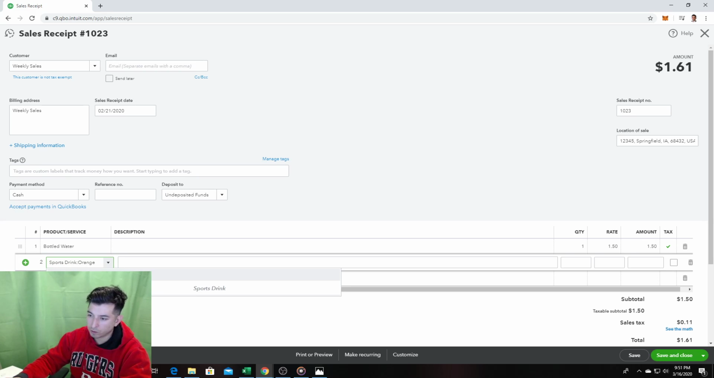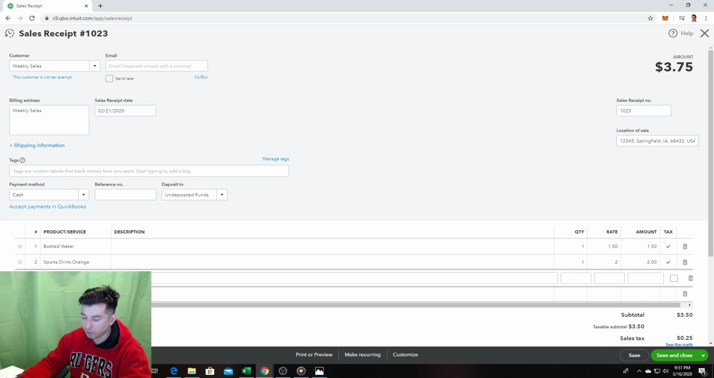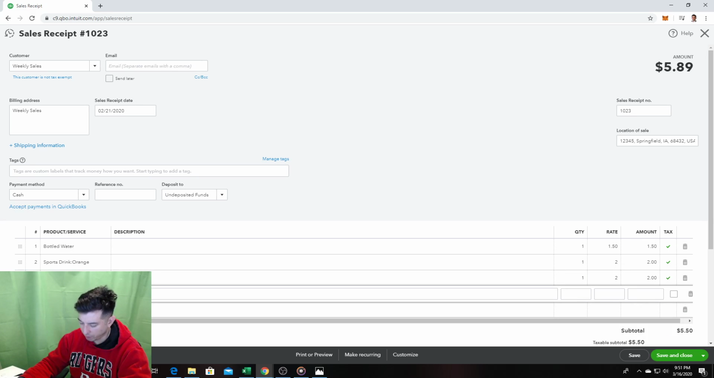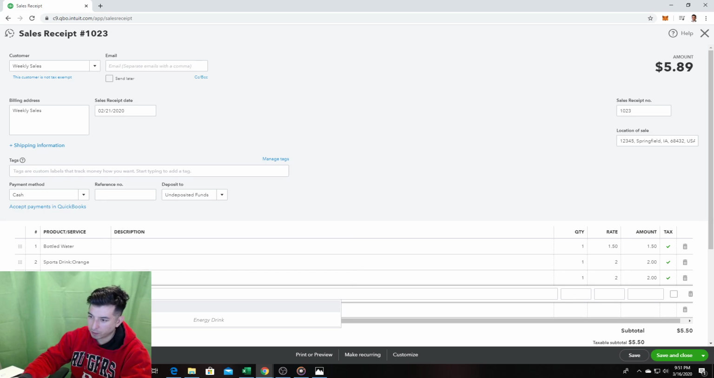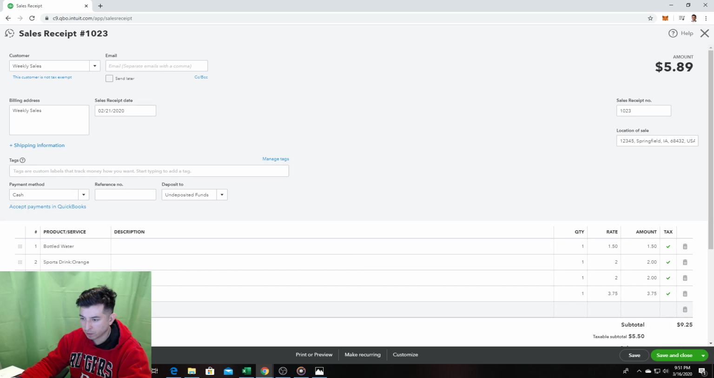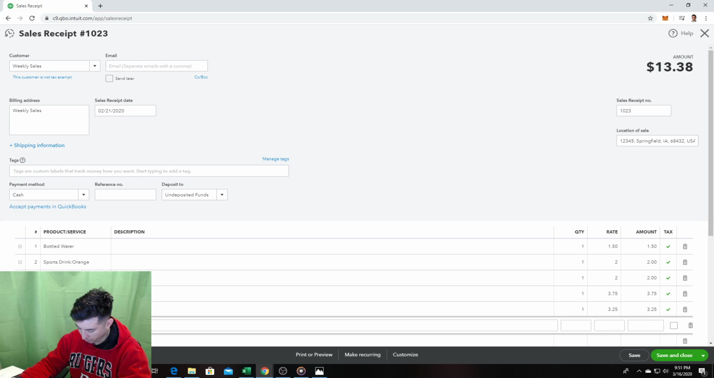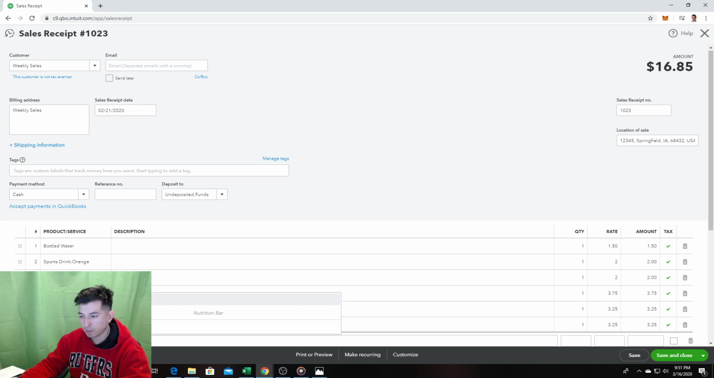Next is going to be orange. Orange. Next is going to be blue. Next is going to be sugar-free. Next is going to be chocolate. Vanilla. Right here. And then peanut butter. Okay, perfect.